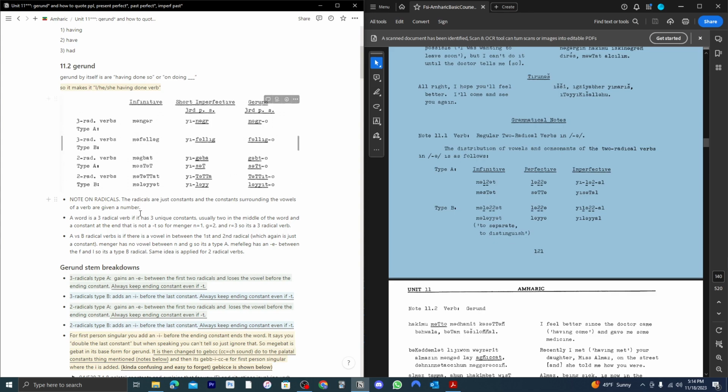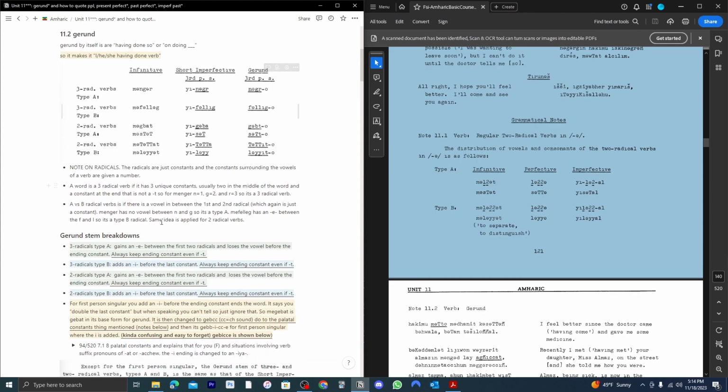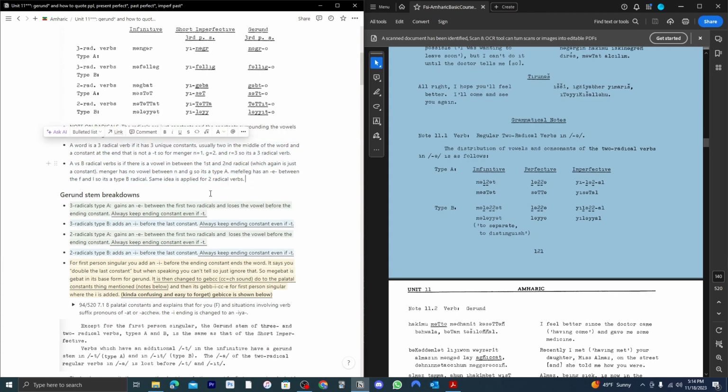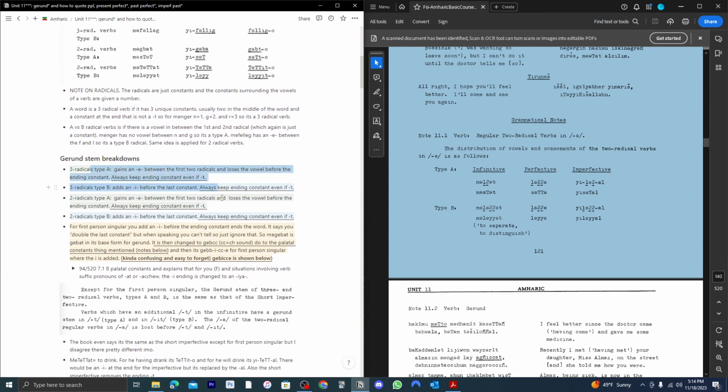1, 2. So type A versus type B. It just depends on if there's a vowel in between the 1 and the 2 radicals. So here, there isn't one, so it's type A. Here, there is one, so it's type B. Here, there isn't one. Here, there isn't one, so they're both type A. Here, there is one. There's an E here. There's an E here, so it's type B. So that is basically what this is saying. The breakdown of how the gerund forms.